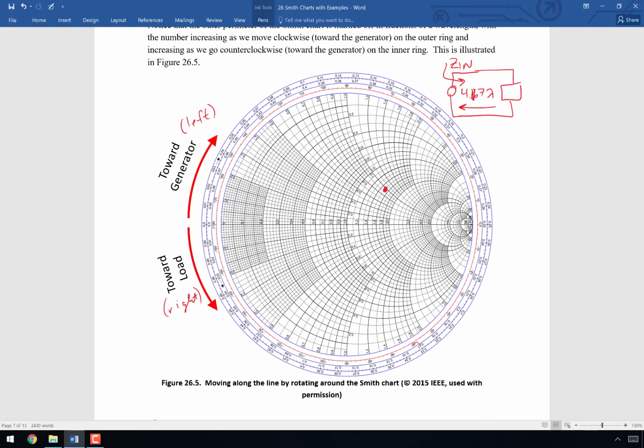Okay, so how do we do the 0.167? Well, I'm going to draw a line, and I'm going to do my best to use my ruler again.